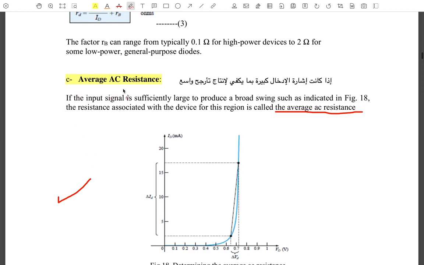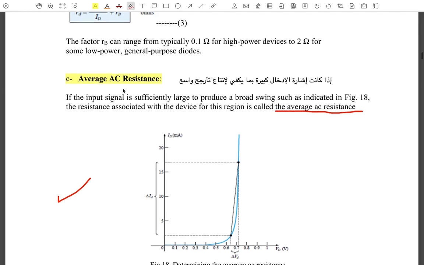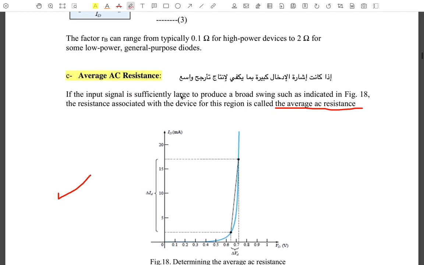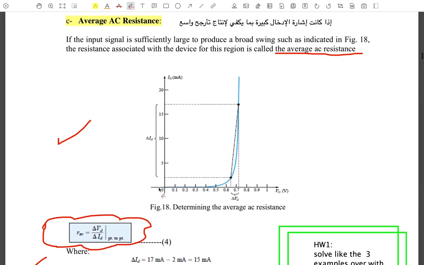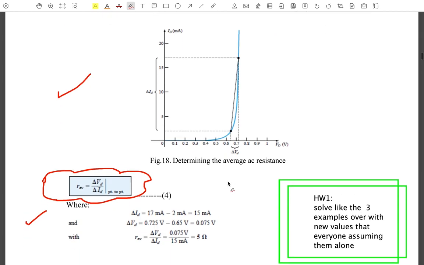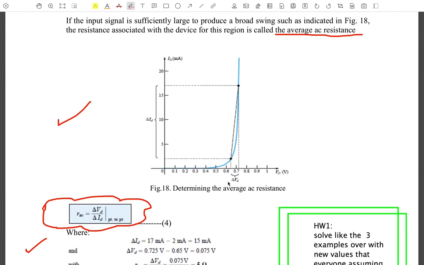Now the third one, the last one, is the average AC resistance. If the input signal is sufficiently large to produce a broad swing such as indicated here, then the resistance associated with the device for this region is called the average AC resistance. What does it mean? That means if we have a curve and it is larger, then we cannot use the tangent, so we get the average resistance.